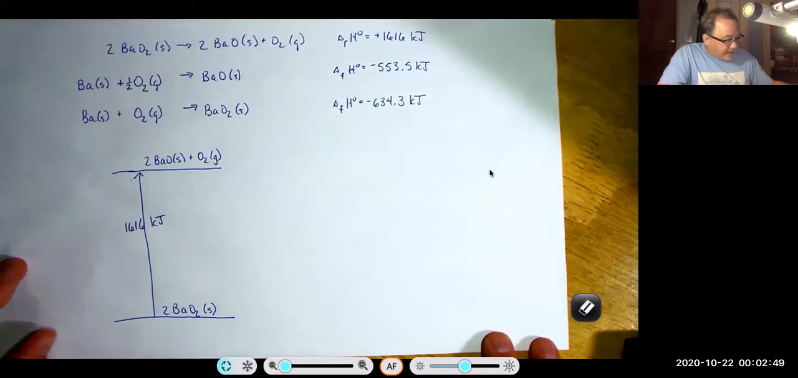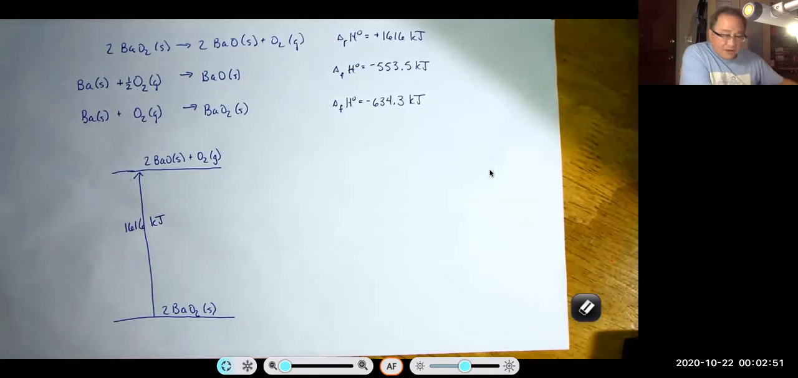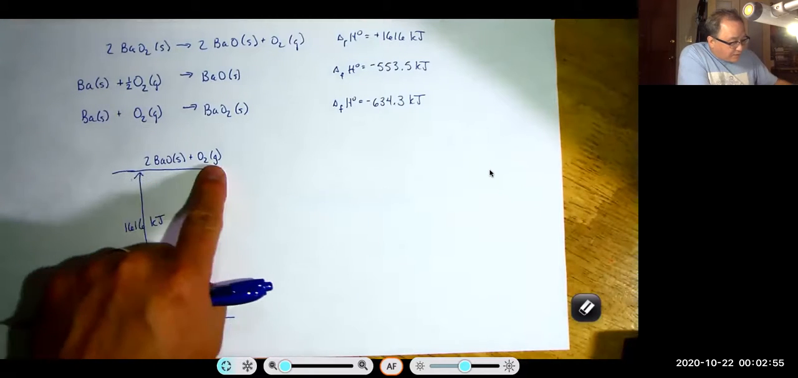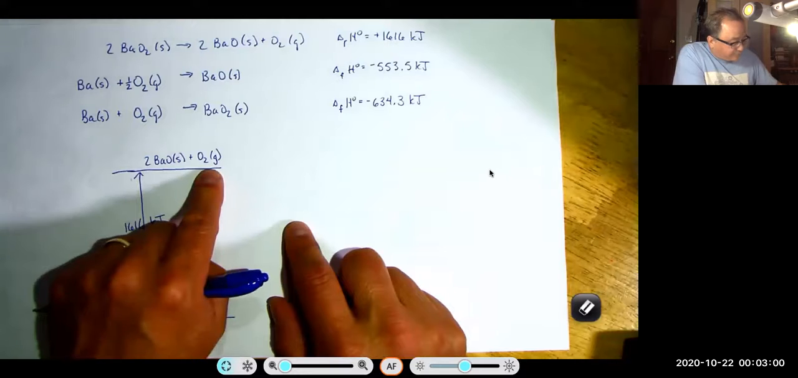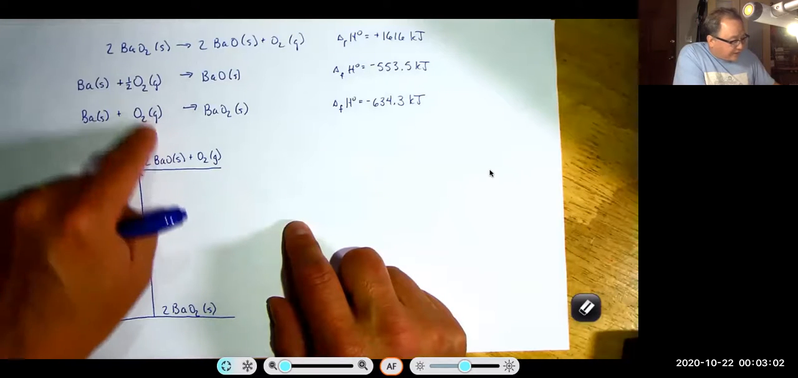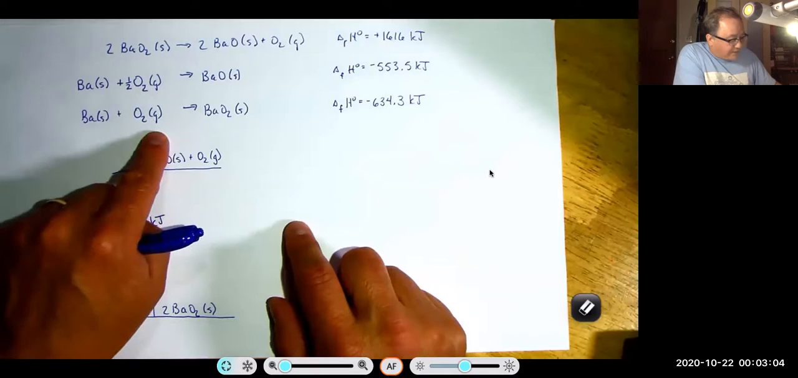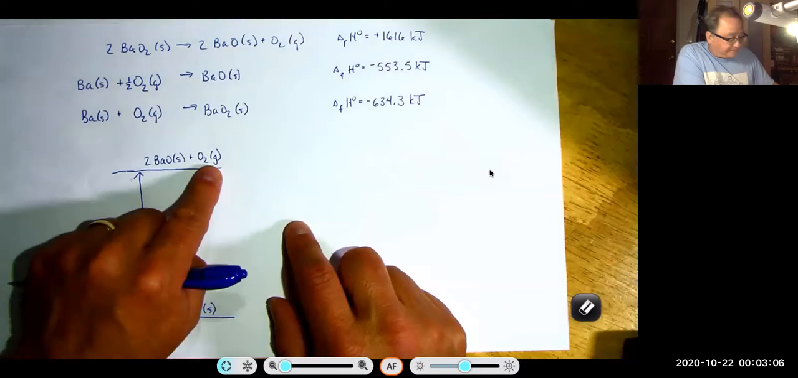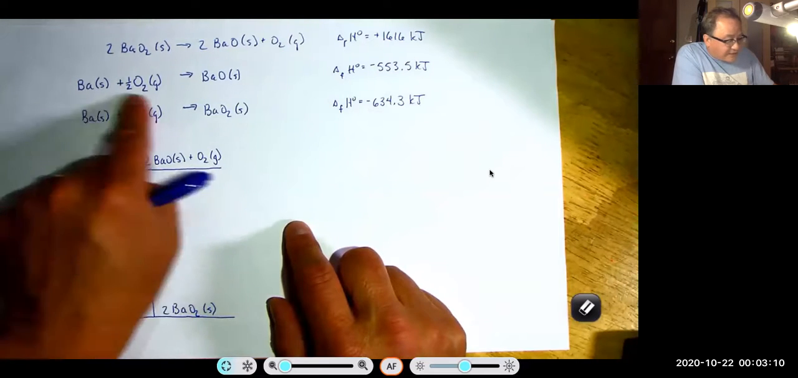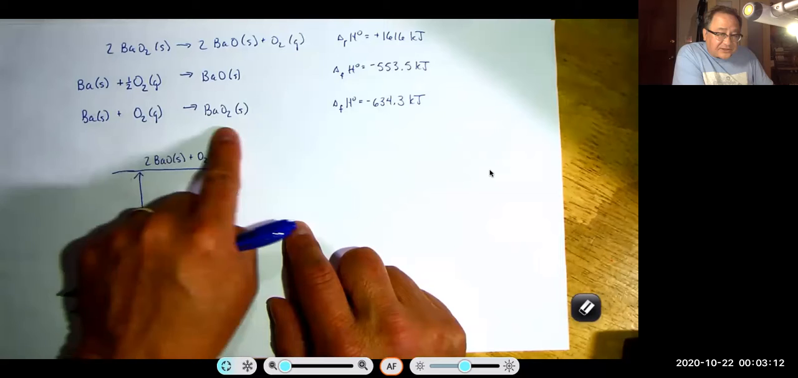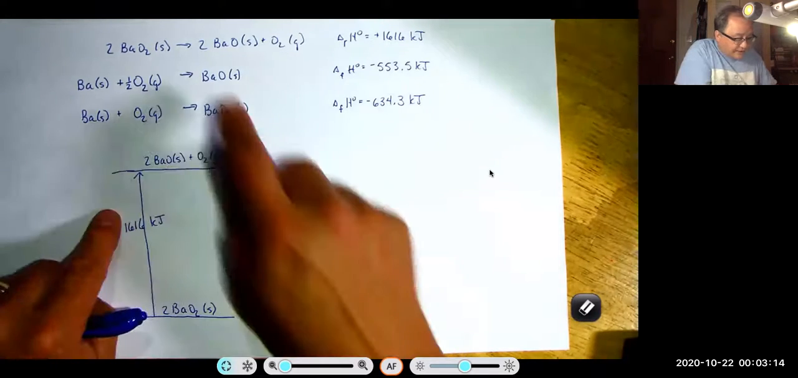So which one am I going to add in? Well, it depends. Do I want to start at the top or start at the bottom? If I start at the top, I want to find which one of these reactions has barium oxide or O2 in it. Well, they both have O2 in it, so I probably want to stay away from using O2 to decide. But here I have barium oxide, and this reaction has barium oxide. This one does not. So I'm going to put this one in here.